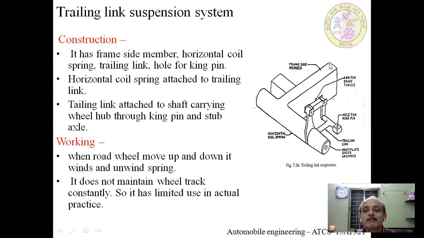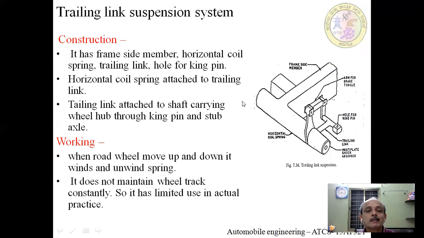So this is the frame side member, and here it is called the arm for brake torque. It is the hole for kingpin here. This is a trailing link. Here we can see the horizontal coil spring, and this is a multi-plate shock absorber.